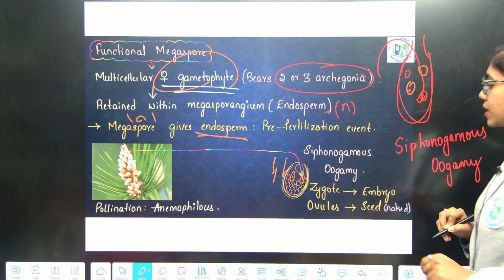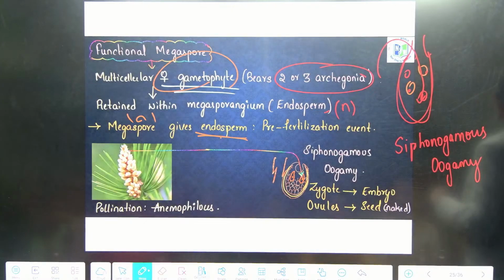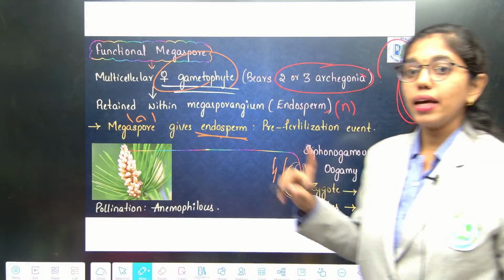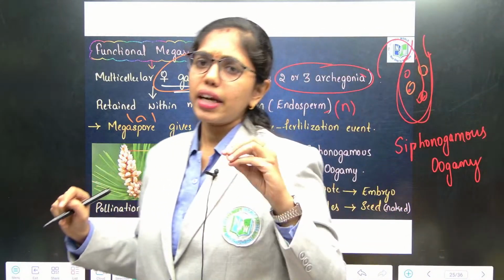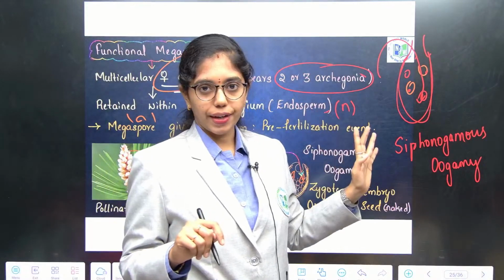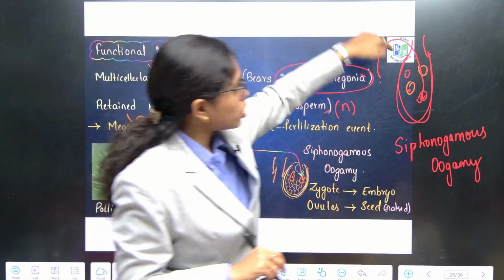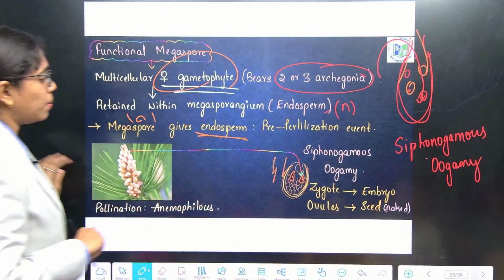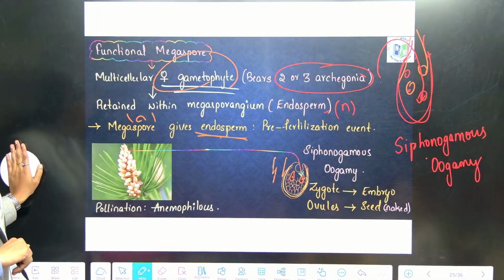Previously in Bryophytes and Pteridophytes, what type of oogamy was it? Zooidogamous oogamy. Their male gametes are motile. Here the male gamete is non-motile. It is dispersed mostly via abiotic factors, mostly via wind, and it will reach the egg through the pollen tube. That is why this is known as siphonogamous oogamy. Clear till here? Everybody? Yeah.